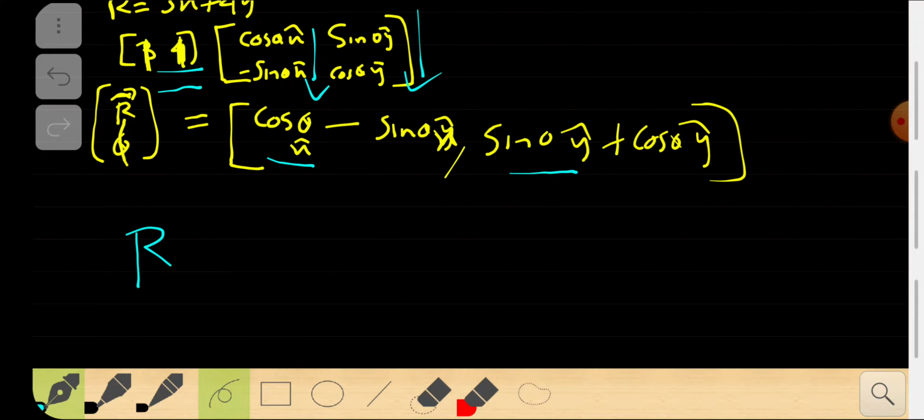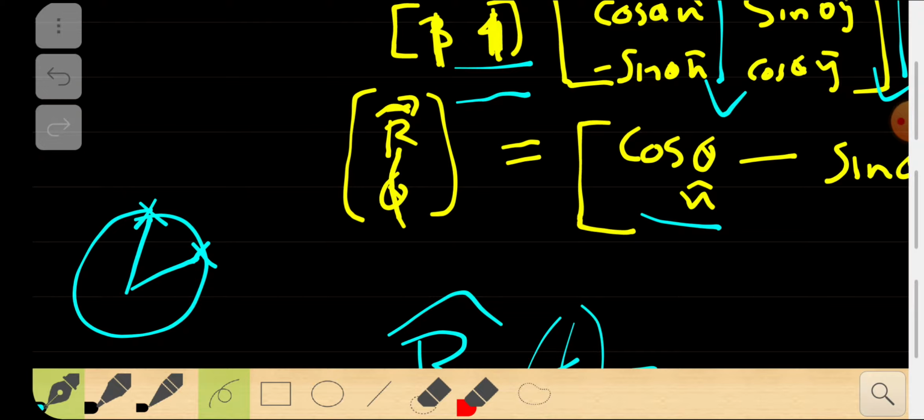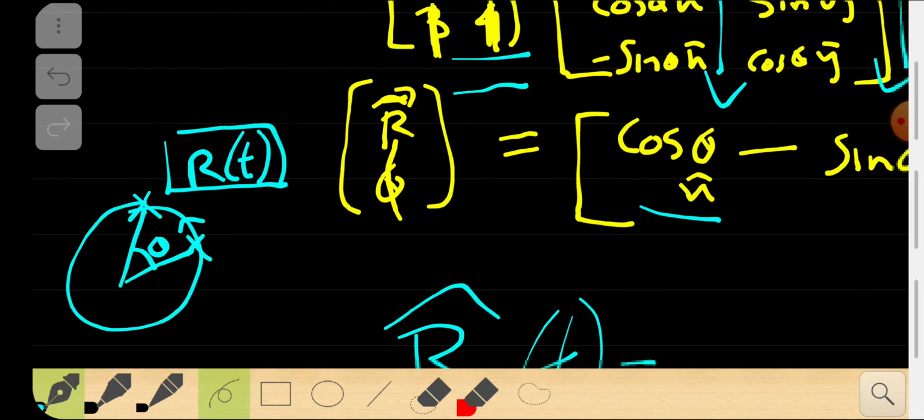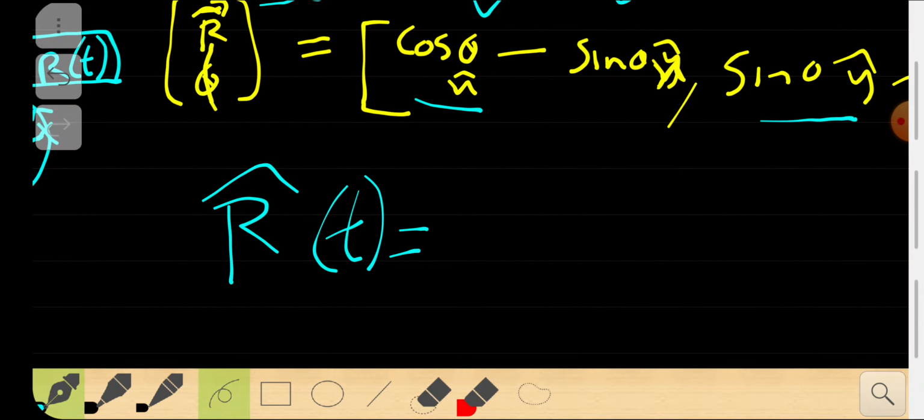So r will be vector r cap of t, so it's a function of time. Theta is also a function of time, because if you rotate something, then the angle will depend on time, so which position you are in, right, based upon some time, the displacement after some time when you go around like this, and the theta will increase with time or decrease with time depending upon the point of origin that you choose, and r will also increase as well as decrease based upon the position you are in from the origin.